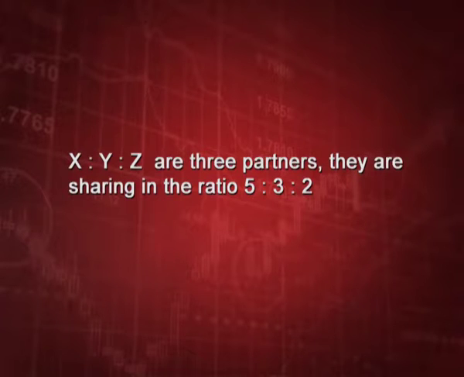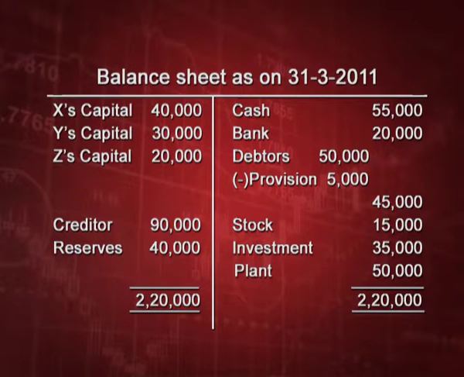Let us do one full question on retirement to see whether you have understood the concepts we have told you. Let us start with the question X, Y, Z. There are three partners. They are sharing in the ratio 5:3:2. Balance sheet is given like this. Please see capital X, Y, Z, creditor, reserves. We will distribute the capital and reserve in the capital account, and on the asset side, if there is any revaluation, we will consider it in the revaluation account.